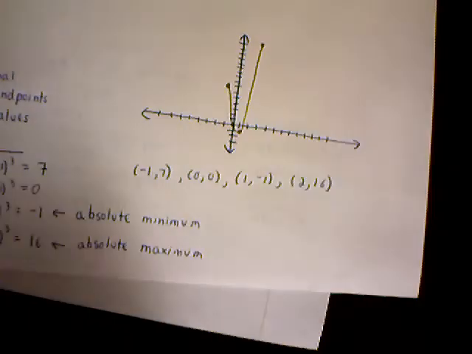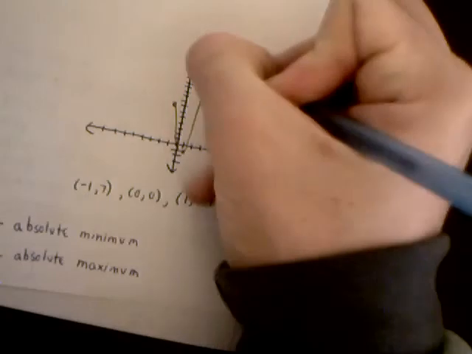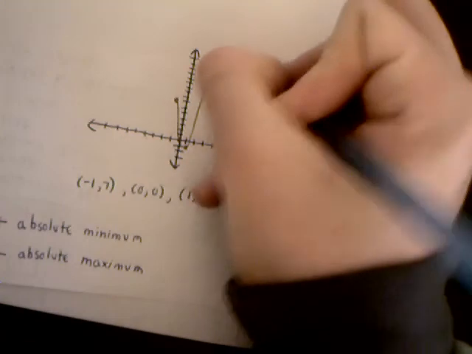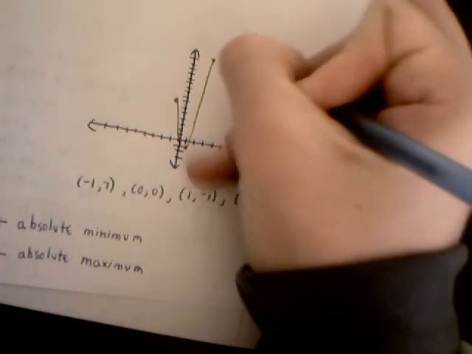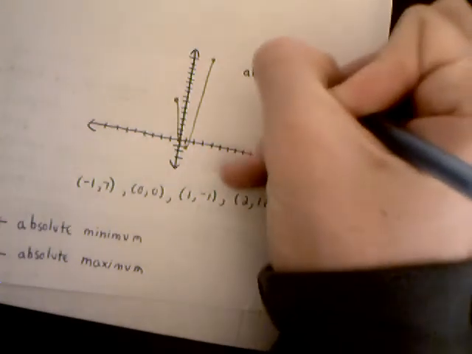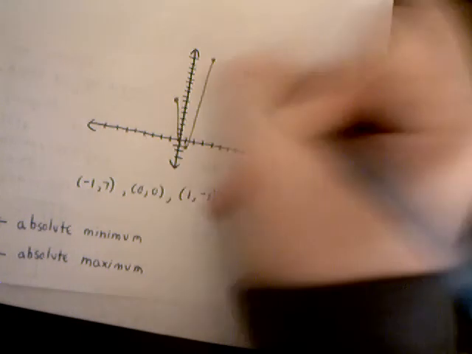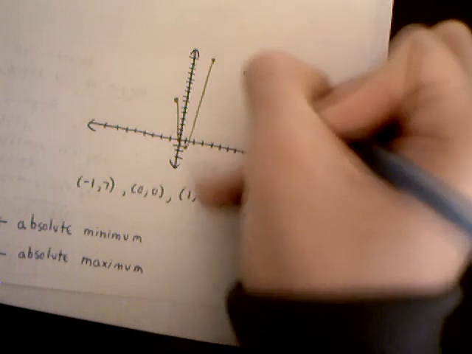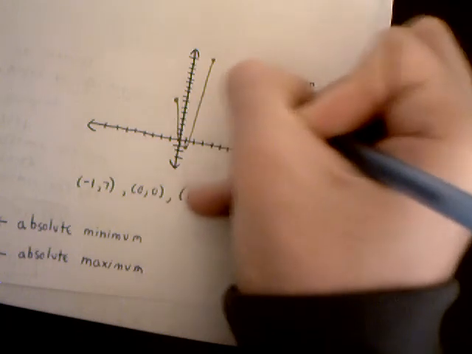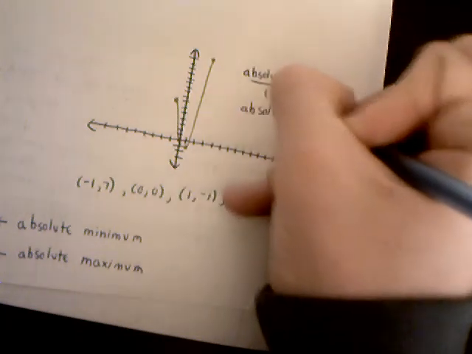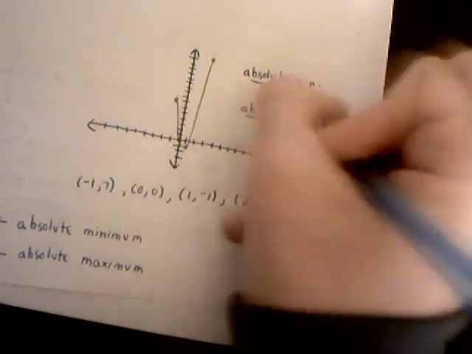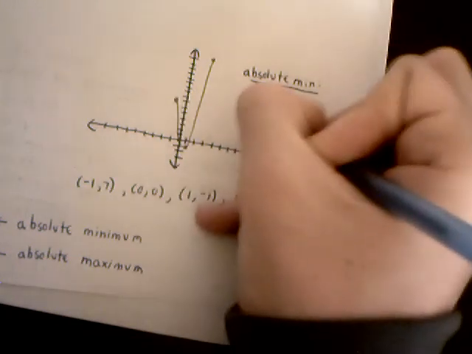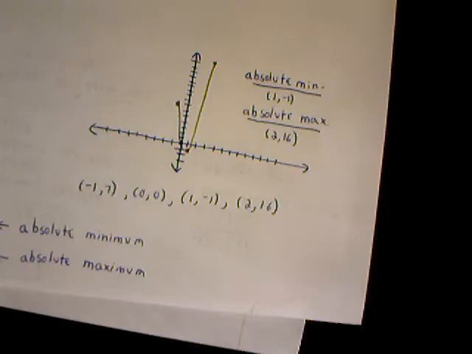So we can just finish it off. The absolute minimum occurs at (1, -1). The absolute maximum occurs at (2, 16). All right, let's run through one more example with this concept.